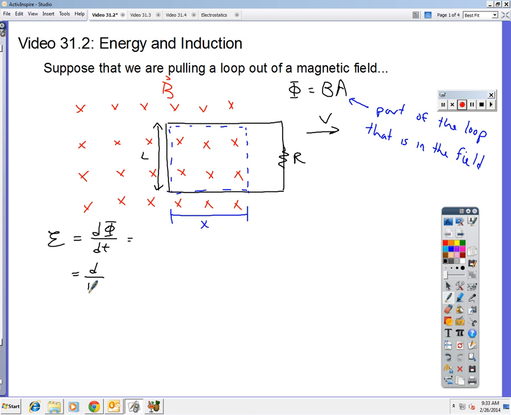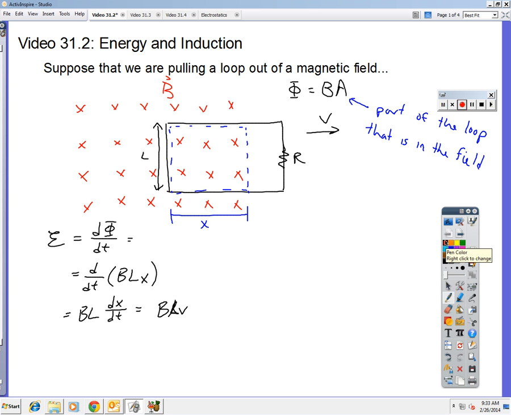So we get the derivative of B times L times x. But notice that B and L are not changing. x is the only thing that's changing. So we get BL times the time derivative of x, which is just the velocity. And so the induced EMF in the loop is BLV. The faster you pull it, the more EMF you get.